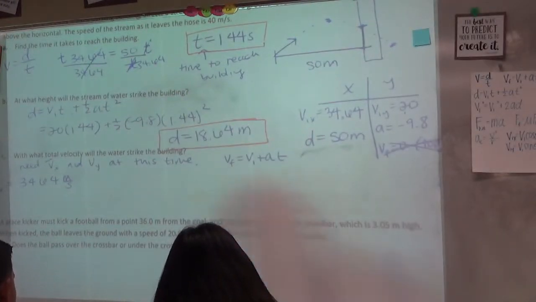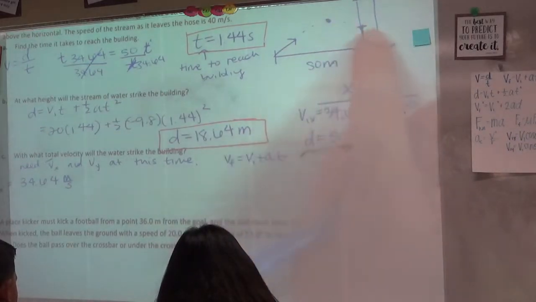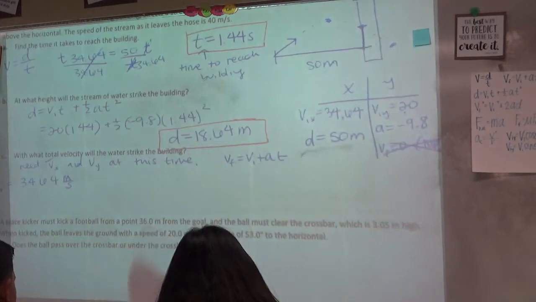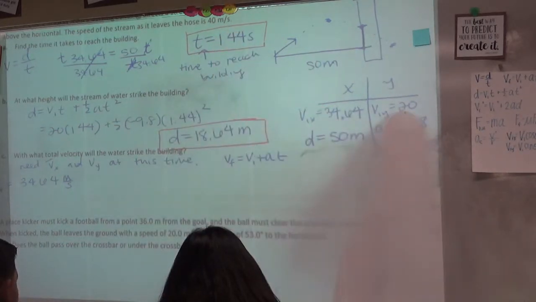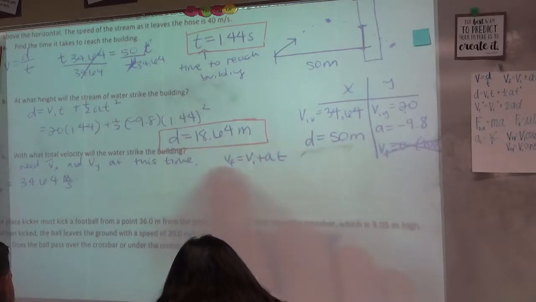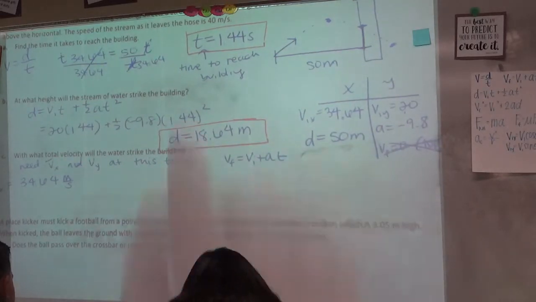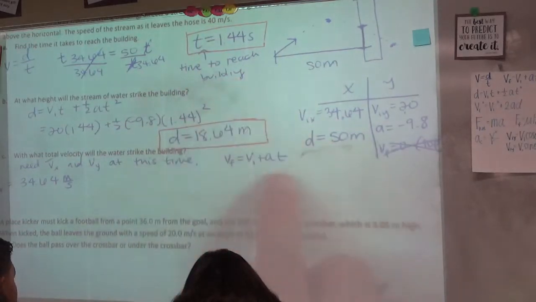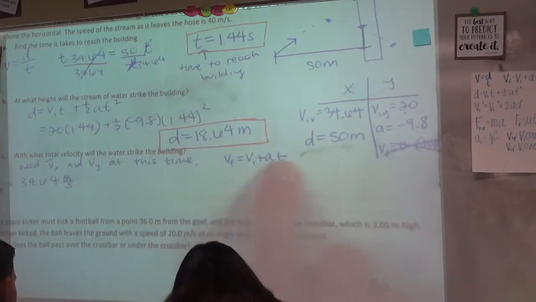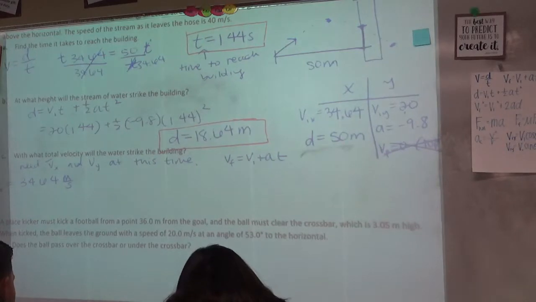Are you going to plug in that Vf equals 0? No, because I'm not talking about the top. I'm talking about this. What am I going to plug in that we had found earlier? Well, no, you don't need to plug this in. We're not using this. What time would I use? Yeah, the time it takes to reach the building, so we're asking at that time. So plug in using the 1.44, find the velocity after 1.44 seconds.